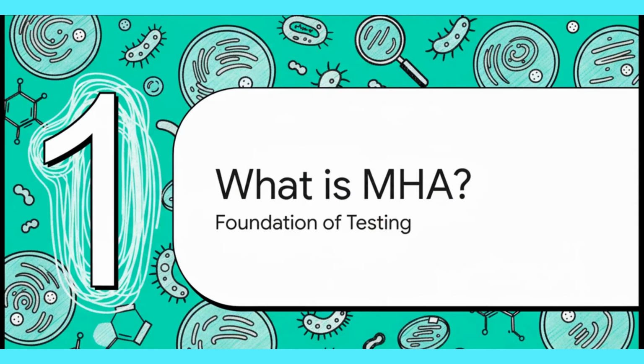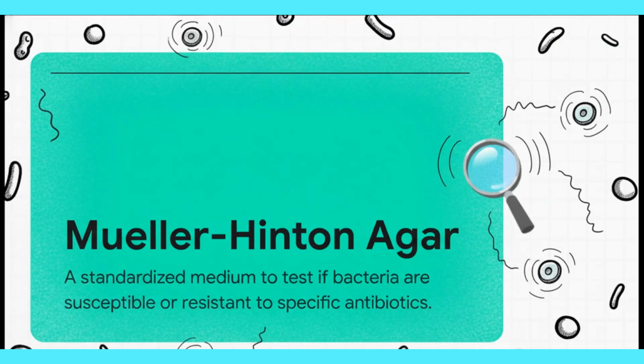Okay, let's start with the absolute basics. What exactly is this stuff? At its heart, Mueller Hinton Agar is just a very specific, very standardized recipe. We call it a non-selective medium. Now, what that means is it's designed to let pretty much any common bacteria grow on it. It doesn't pick favorites. And that's key. It creates a level playing field so we can see exactly how different antibiotics affect the bacteria without any other variables messing up the results.